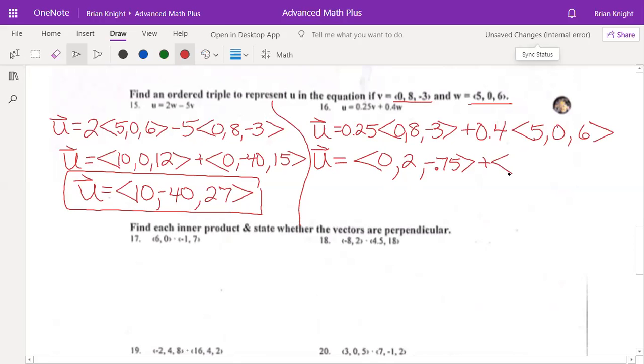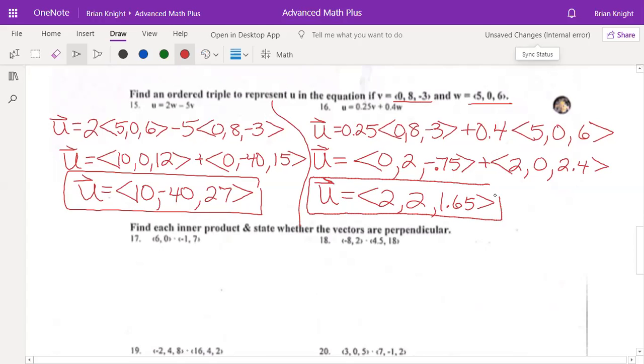Plus 0.4 times 5 is 2. 0.4 times 0 is 0. And 0.4 times 6 is 2.4. So vector u will equal 0 plus 2 is 2. And 2 plus 0 is also 2. And negative 0.75 plus 2.4 is 1.65. That's what I got as well.